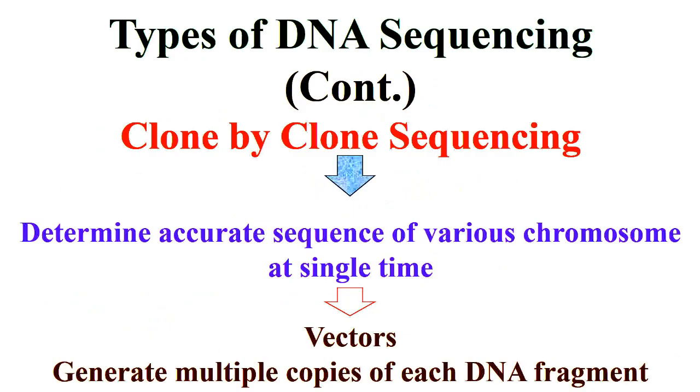On the other hand, clone-by-clone sequencing is a type of DNA sequencing that determines the accurate sequence of various chromosomes at a single time, using vectors to generate multiple copies of each DNA fragment, as mentioned in the next slide.